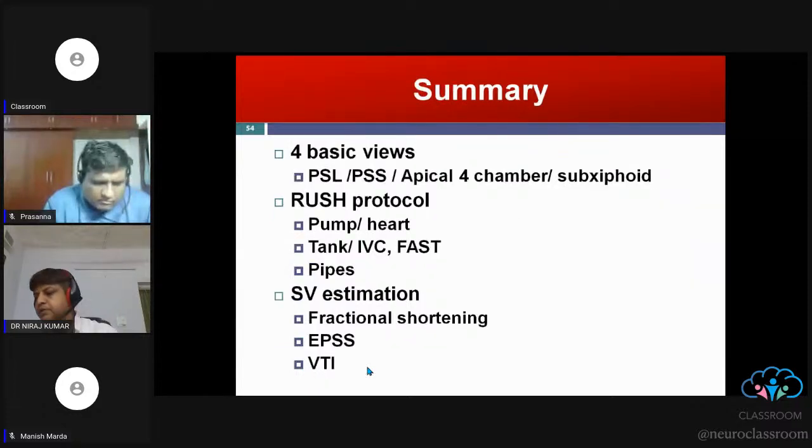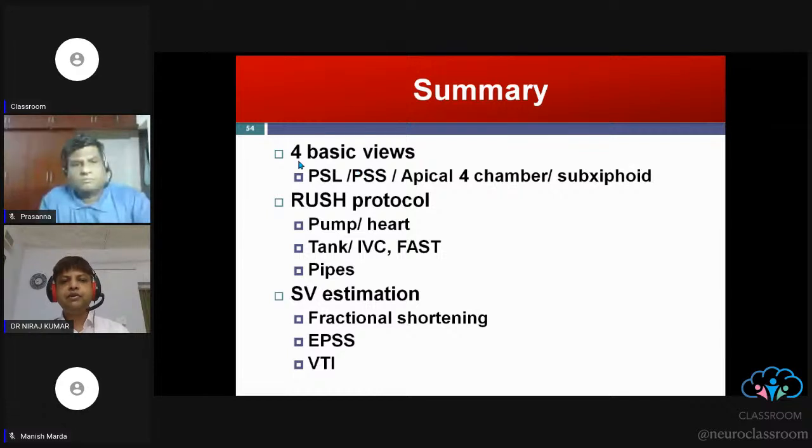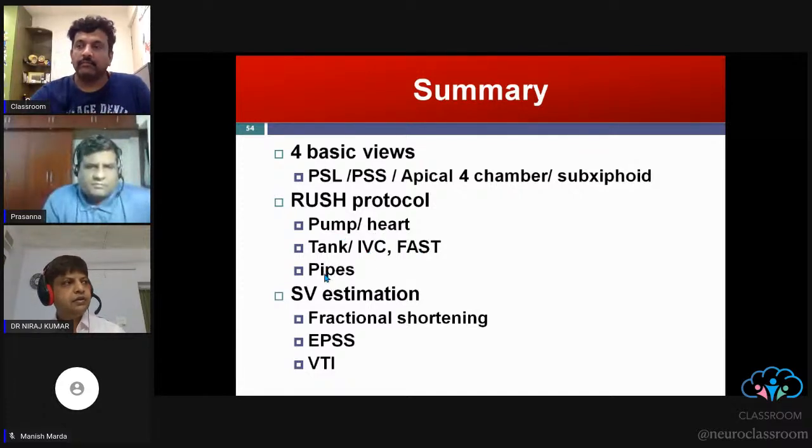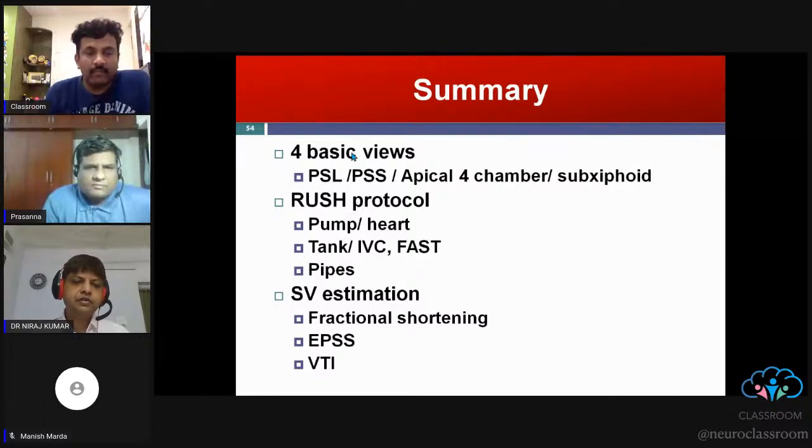So that completes today's class. To summarize, we have 4 basic views for echo: parasternal long axis, short axis, apical four chamber, and subcostal. And we have discussed this RUSH protocol for the immediate diagnosis of the shock patient. First assess the pump, that is the heart, then the IVC, then the examination of the pipes. That completes the basic concepts of shock management and basic echocardiography.